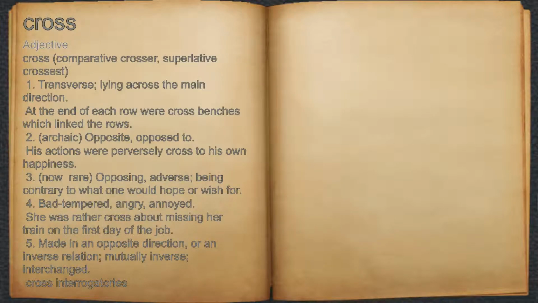Cross. Adjective. 1. Transverse, lying across the main direction. For example, at the end of each row were cross benches which linked the rows. 2. Archaic. Opposite, opposed to. For example, his actions were perversely cross to his own happiness. 3. Now rare. Opposing, adverse, being contrary to what one would hope or wish for. 4. Bad-tempered, angry, annoyed. For example, she was rather cross about missing her train on the first day of the job. 5. Made in an opposite direction, or in an inverse relation, mutually inverse, interchanged. For example, cross interrogatories.